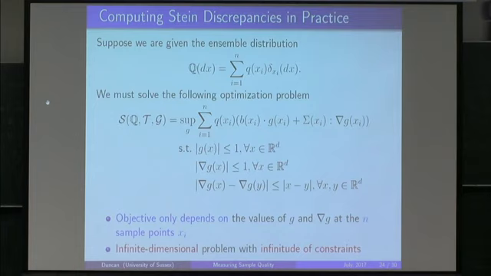Okay, so we've basically described what the Stein discrepancy is, but we really haven't said how we compute it. So now we really need to exploit the fact that Q is an ensemble distribution over finitely many points.